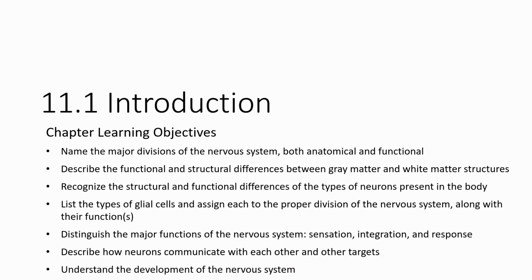So with this chapter, we're going to be focused on talking about the divisions of the nervous system, both anatomically and functionally. Same thing with function and structure. We're going to get into gray versus white matter. We're going to talk about different types of neurons, different types of neuroglia, the glial cells that help the neurons and their functions. And then we'll talk a little bit about the major functions of the nervous system, including sensation, integration, and response. We'll talk about how neurons communicate with each other, and then we will talk a little bit about the development of the nervous system.